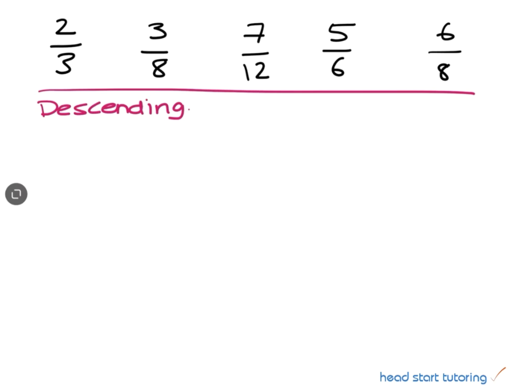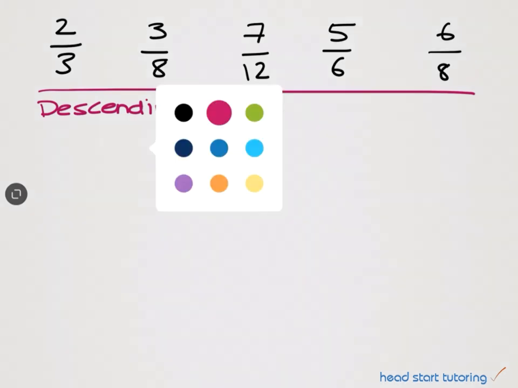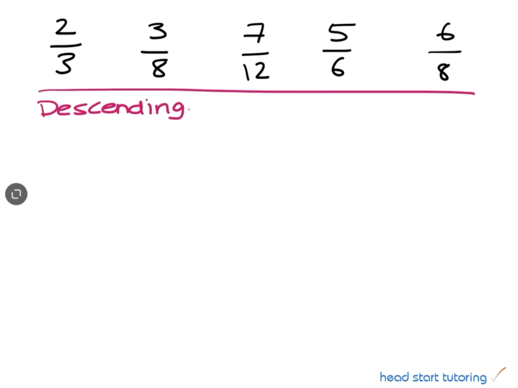We can either convert each of our fractions into an equivalent fraction out of a common denominator. So we need to find our LCM of all these denominators, and then we can compare our numerators. And the second option is to convert each of these fractions into a decimal and then compare and order those decimals. So let's have a look firstly at finding common denominators.